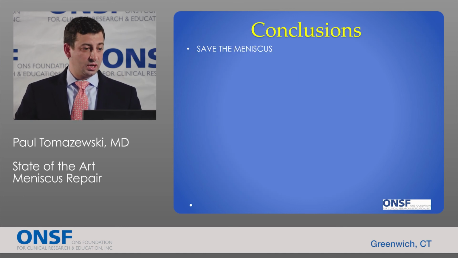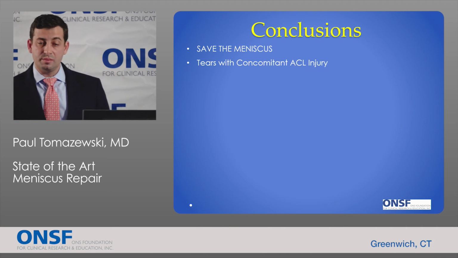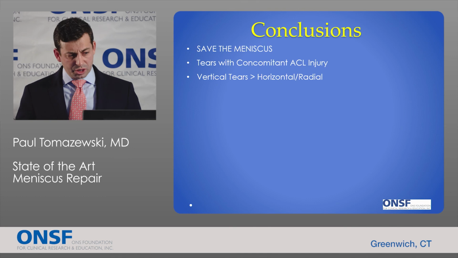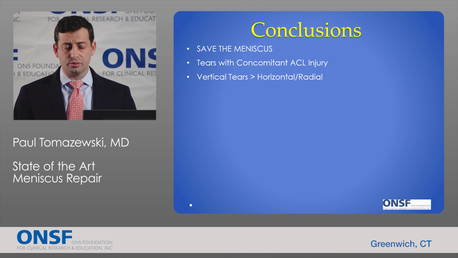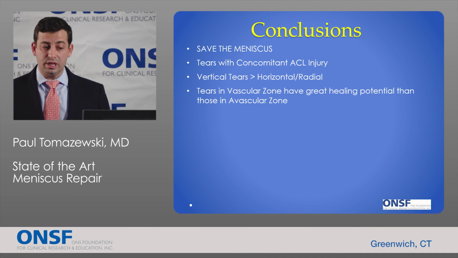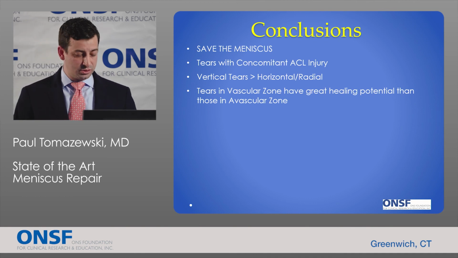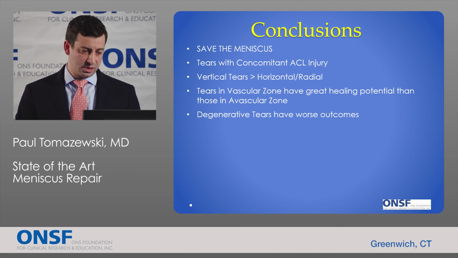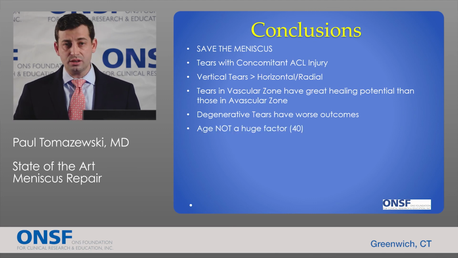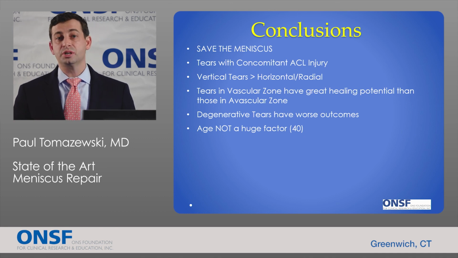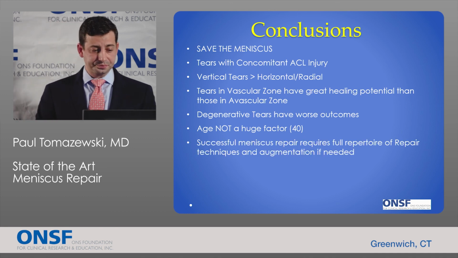So in conclusion, we want to save as much meniscus as possible. Tears with concomitant ACL injury do better when they're repaired. Vertical tears do a little bit better than horizontal or radial tears. Tears in the vascular zone have a greater healing potential than those in the avascular zone. Degenerative type tears have worse outcomes. Age is not a huge factor, but definitely as you get younger and younger, you want to preserve as much of the meniscus as possible.